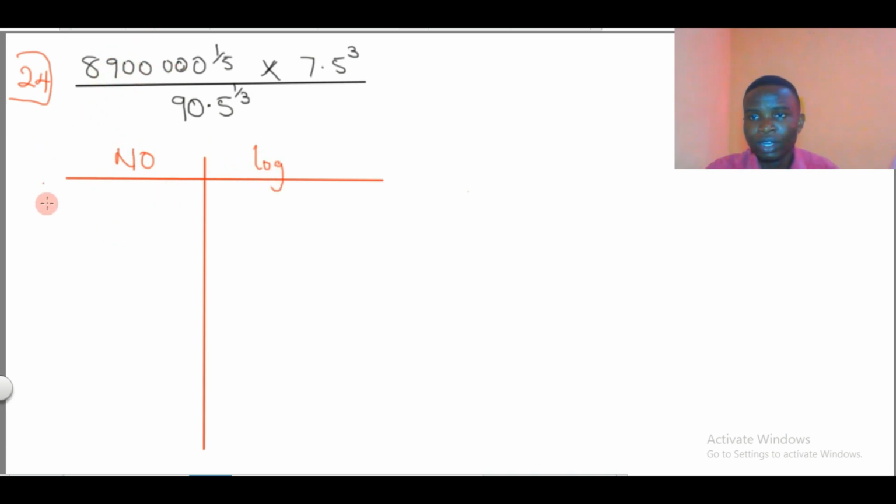The first number that we have here is 8,900,000 raised to the power of 1 over 5. So this is the first number that I have here. The first thing I'm going to do is to look for the log value of this number. To do that, there are 2 things we can do. You can look for the log value using your 4-figure table, which is not here, and you can also look for the log value using your calculator.